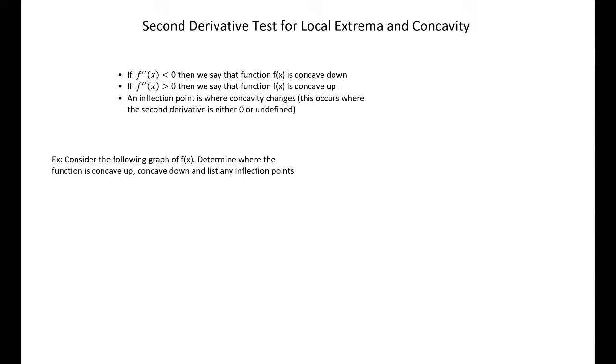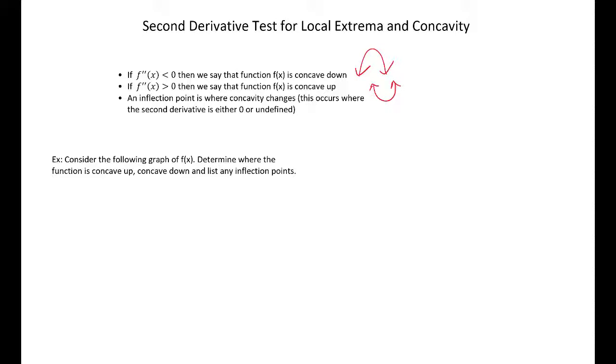So everywhere the second derivative is negative, we say that a function is concave down. So what does that look like? A concave down function looks like basically your upside down parabola. Everywhere the second derivative is positive, we say that the function is concave up. This is concave up. And an inflection point is where concavity changes. So this occurs wherever the second derivative is either 0 or undefined.